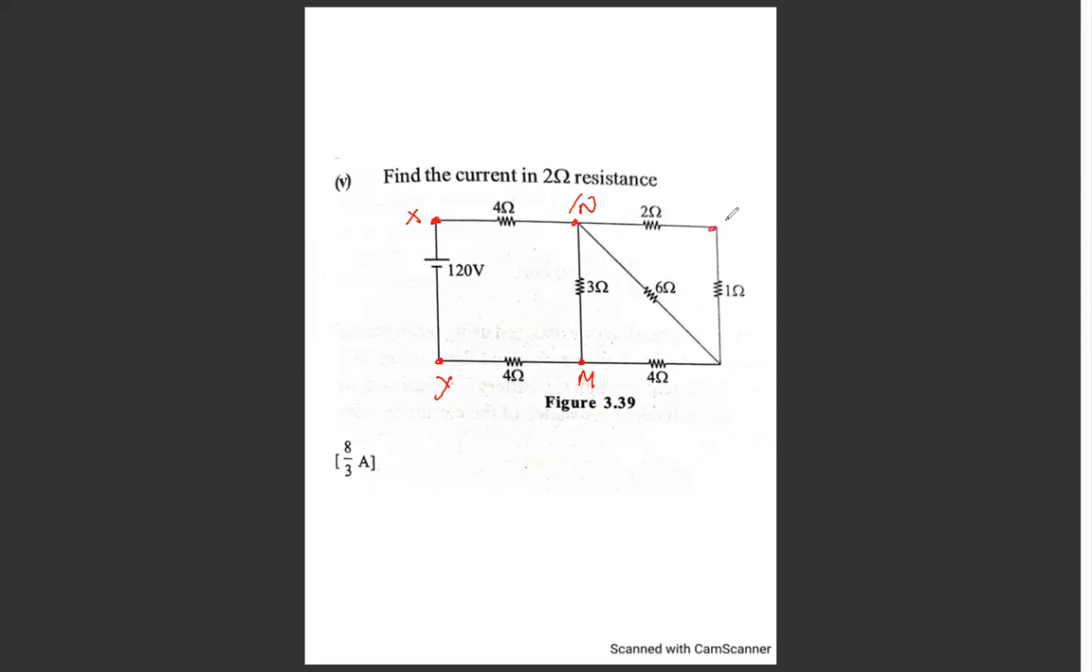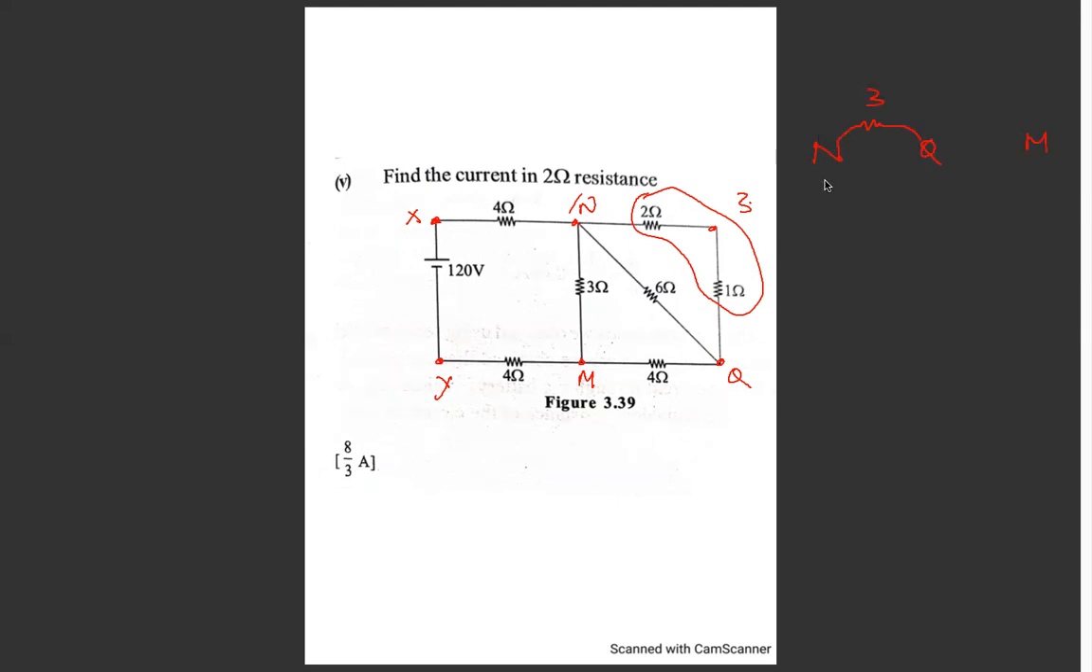Between M and N, these two are in series with each other. So 2 plus 1 is equal to 3, and 3 and 6 are in parallel with each other. Or if we want to do it by some other method, let us name a point Q. So I'm finding it out between N and M. Between N and Q, how much is connected? It is 3, because directly we can see it is going to be 3.